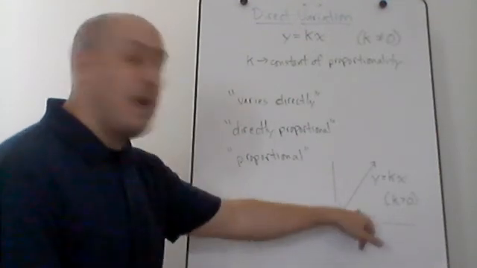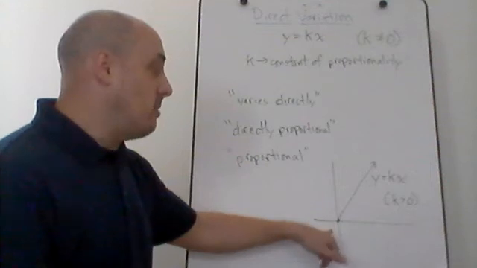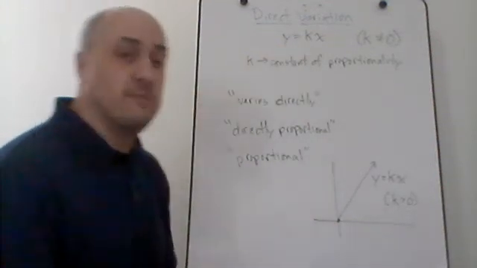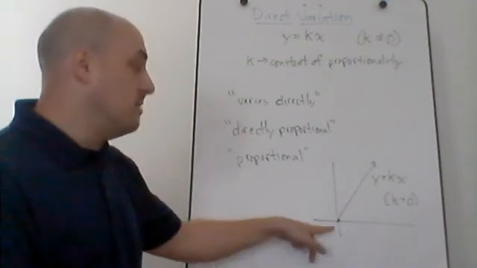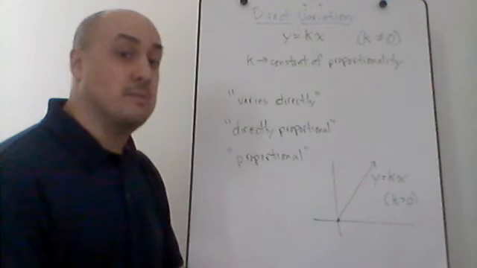Graphically, just like I was saying a minute ago, it's a linear equation with a y-intercept of 0. So if you were to graph the equation for any direct variation problem, it's going to be a straight line that goes through the origin, and the slope of that line is equal to that k, that constant of proportionality.